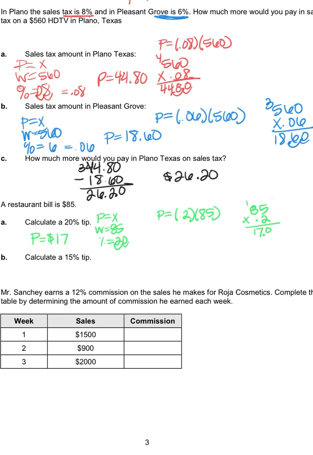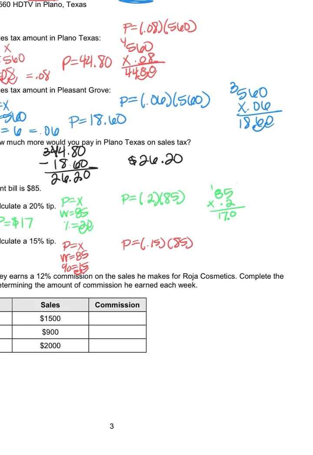Let's find the tip on 15%. So part is equal to X, whole is 85, and the percent is 15, or 0.15 when you move your decimal. So part is equal to 0.15 times 85. 85 times 0.15. 5 times 5 is 25. 5 times 8 is 40, plus 2 more is 42. I'm done with the 5, which means I must put a placeholder.